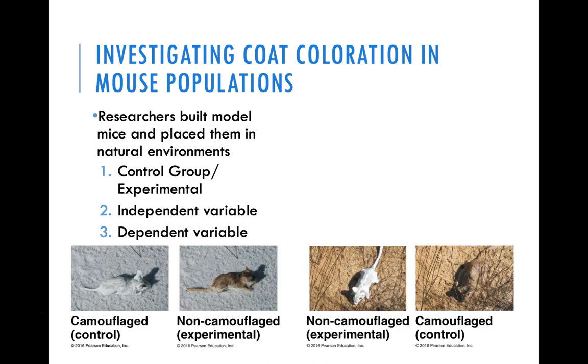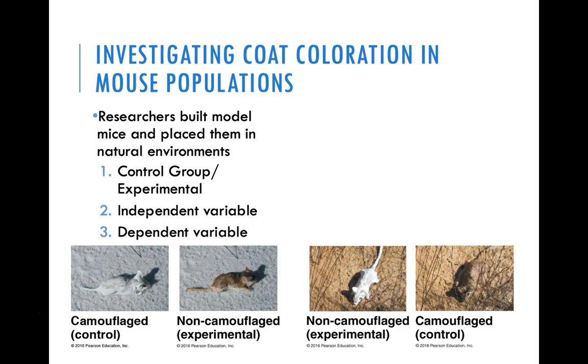So our independent variable here is fur color. So remember, this is the condition that the researcher changes. So we are looking at fur color. We want to know why fur color changes or is different between these two populations.